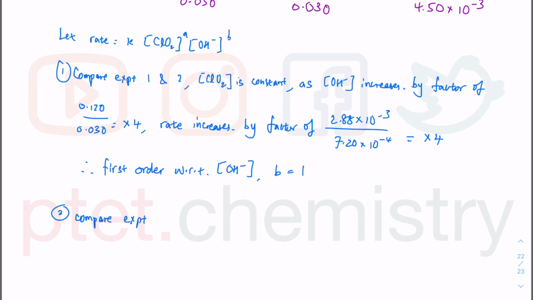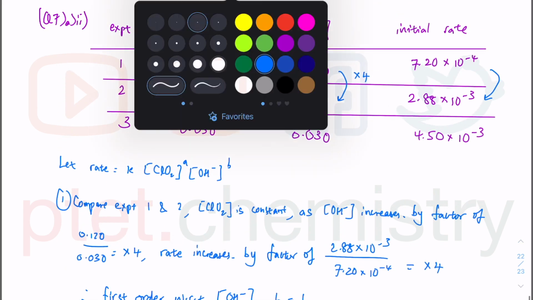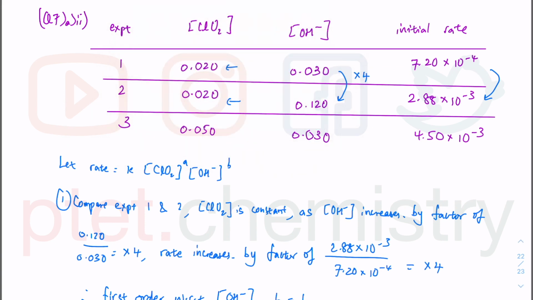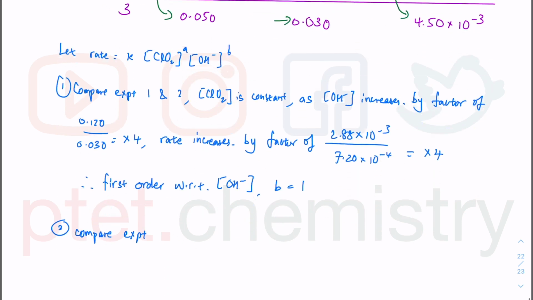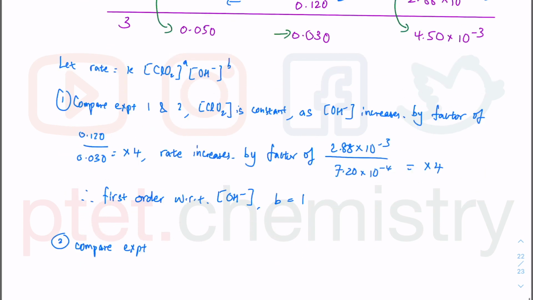Just now I saw that, let me see. So 0.30 in green and 0.030. So I'm going to go from 1 and 3. As the ClO2 concentration increases, when the OH minus concentration is constant, the rate again changes. So meaning it cannot be zero order. So compare experiment 1 and 3.